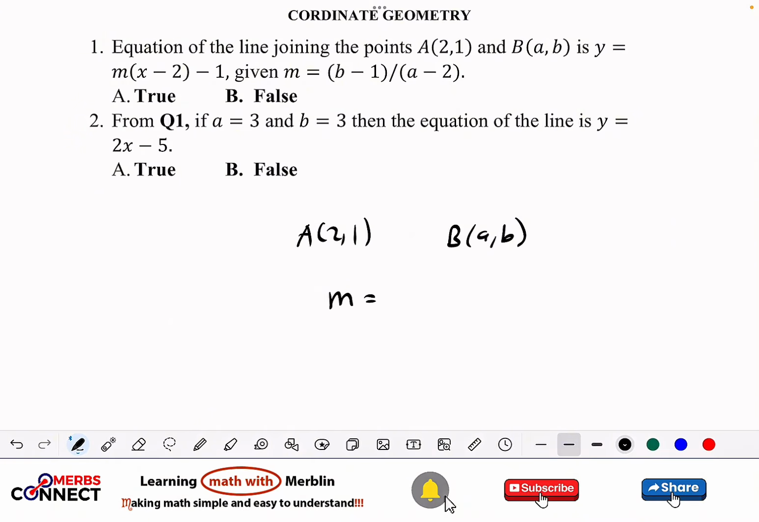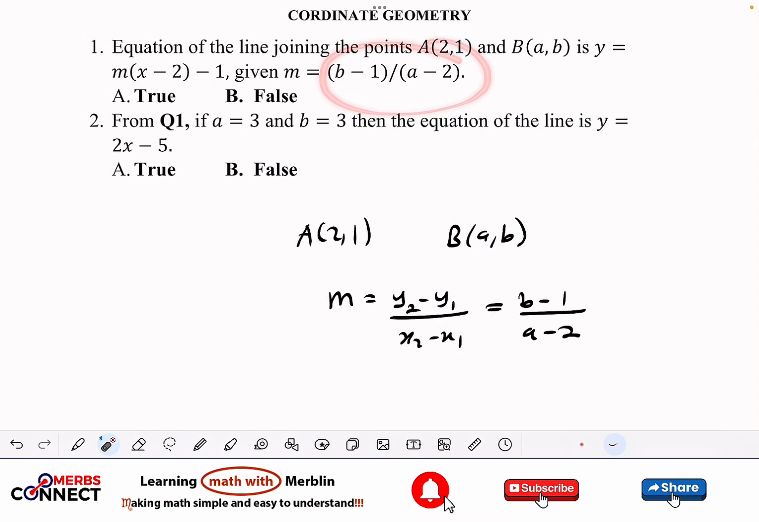So M is equal to change in Y over change in X. And here, looking at this, they use this one as X2, Y2. So I'm going to have B minus 1 divided by A minus 2. Yes, and this is true. So the slope is true.